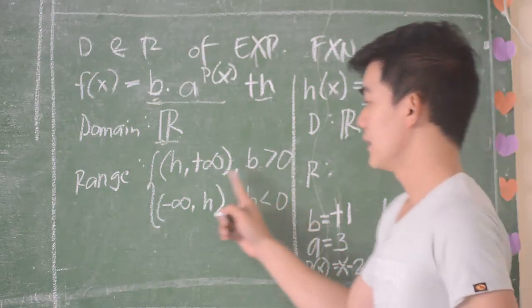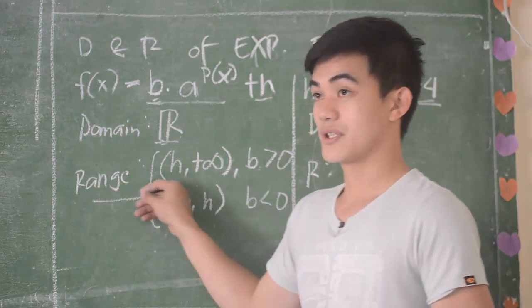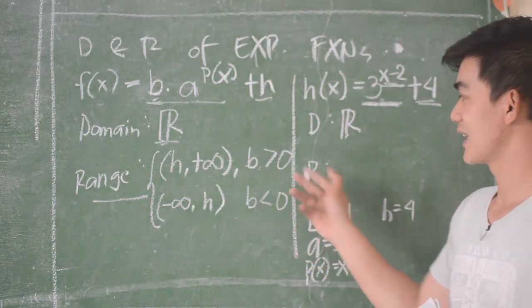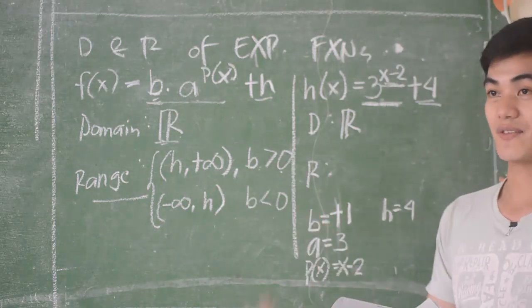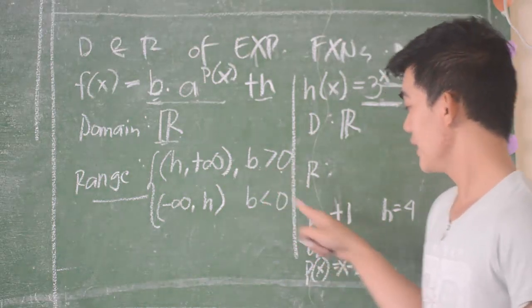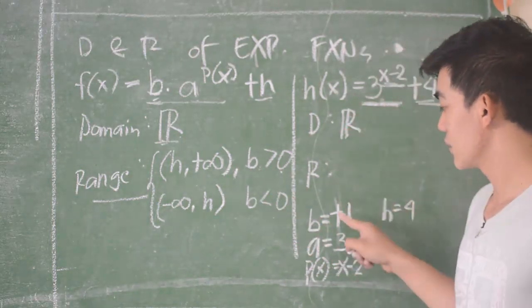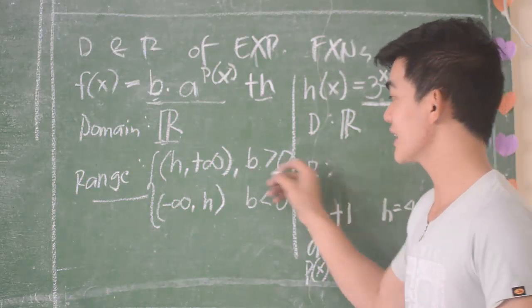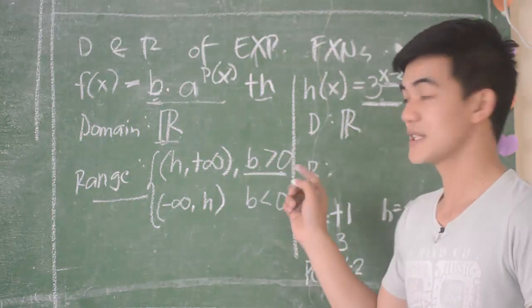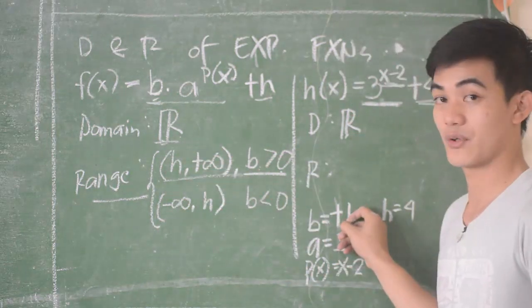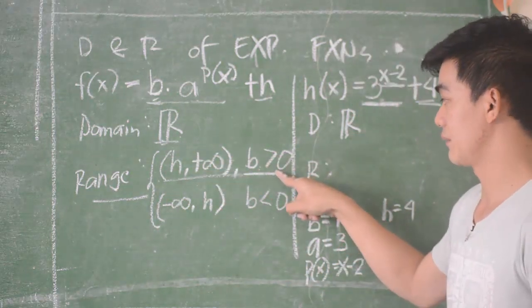Okay. Tingnan natin. In solving for the range, we need first to titingnan natin kung positive ba or negative yung ating b. Our b here is positive 1. Okay? Based from this function. So, positive 1 is obviously greater than 0. So, ibig sabihin, dito tayo magpo-focus sa number 1. Kasi positive 1 yung ating b. And that is greater than 0.